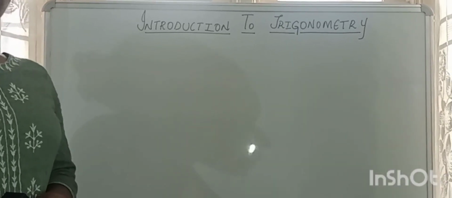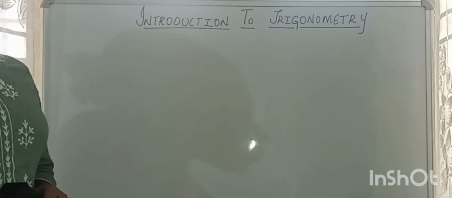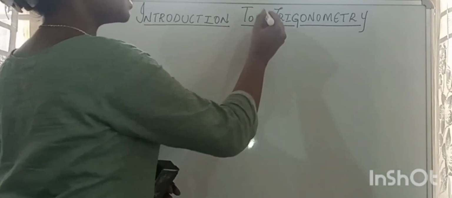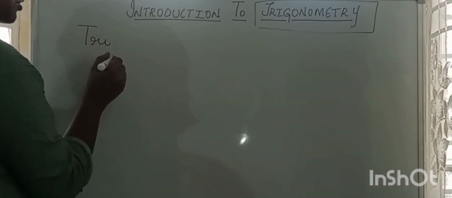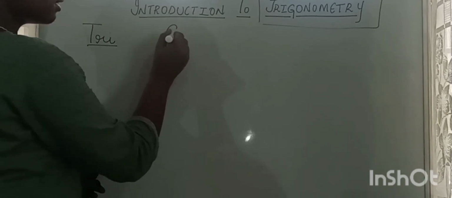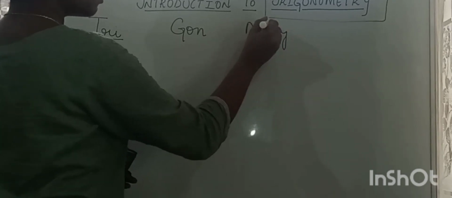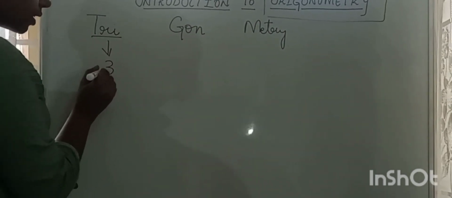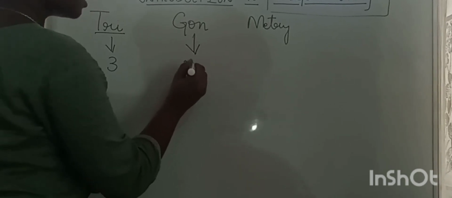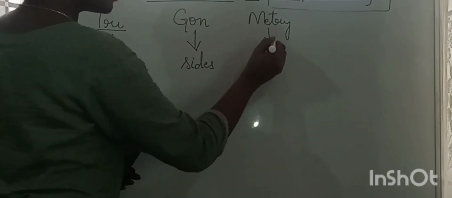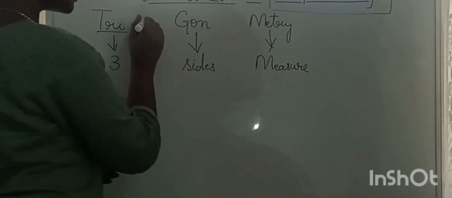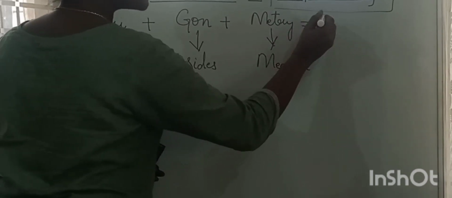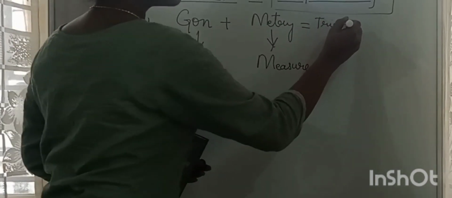We'll be starting with a new chapter, Introduction to Trigonometry. Before moving on to this chapter, first I'll tell you the meaning of this word, trigonometry. The word trigonometry is composed of three different words: tri, gon, metry. The meaning of tri is three, gon means sides, and metry is to measure. All these three words put together give us trigonometry.